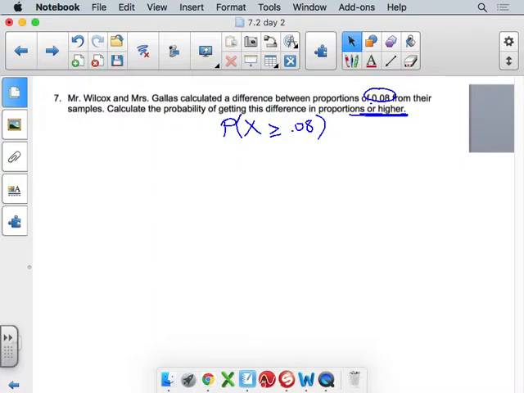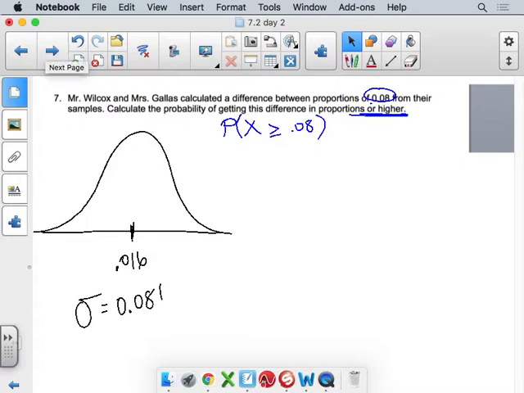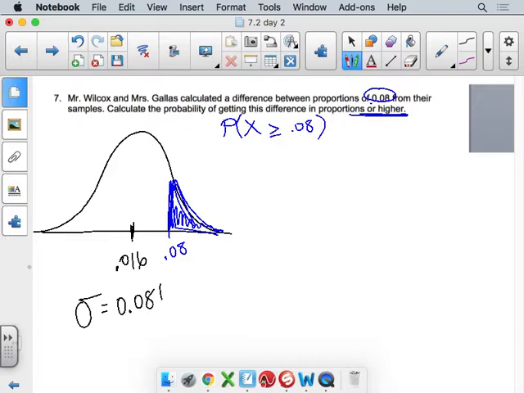All right, so let me draw our picture, and we said that this is a normal distribution centered around a mean of 0.016 with a standard deviation of 0.081. Okay, and we're asking, 0.08 was our sample. How many that or more happened? So how many times does 0.08 or more happen?